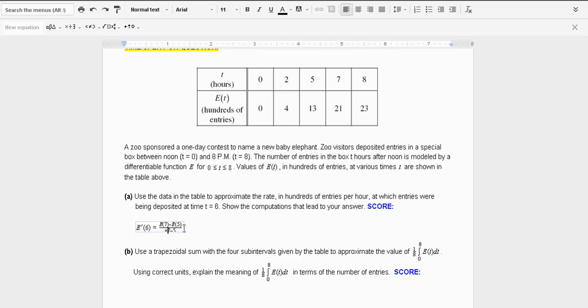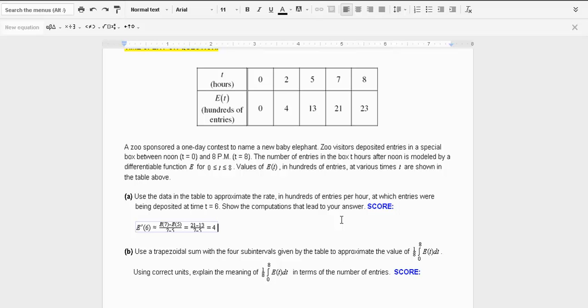And then I'm going to actually get the numbers from the table. And then I'm going to do fraction again. So at 7 it is 21, and at 5 it's going to be 13 over 7 minus 5. And my answer is going to be 4.